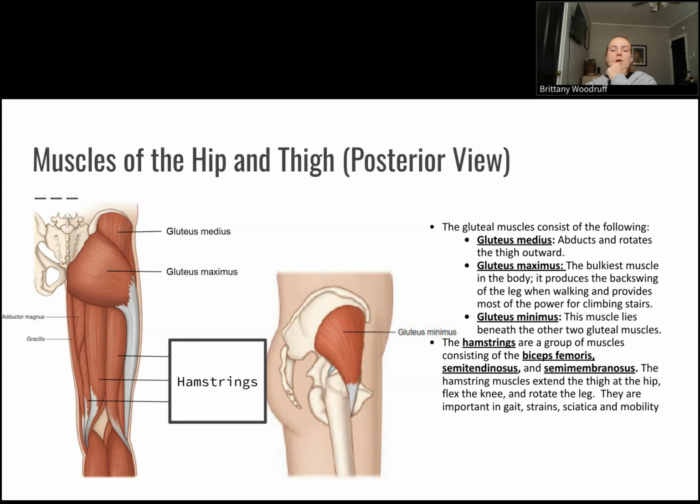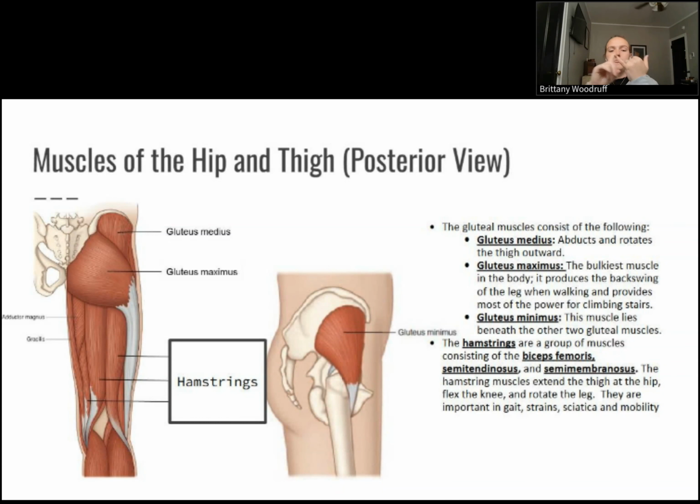Okay. Looking at the back of your thigh. Now we do have you guys knowing your gluteal muscles generally. Don't worry about knowing the differences between the 3. Your gluteal muscles are going to make up your buttocks. So why are the gluteal muscles important?